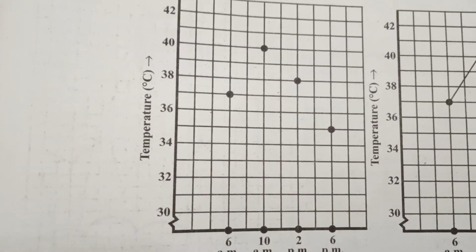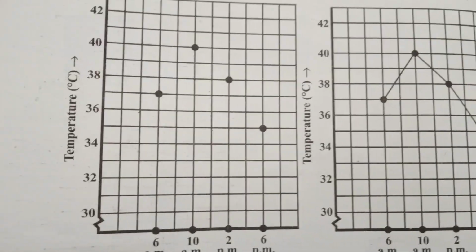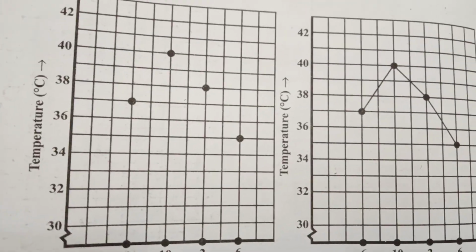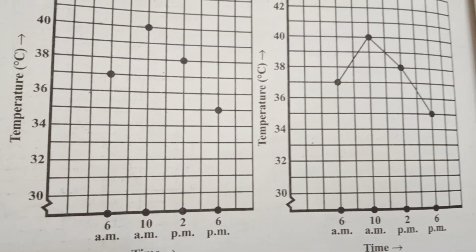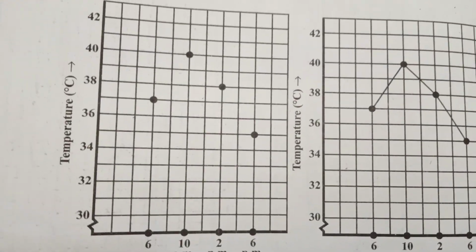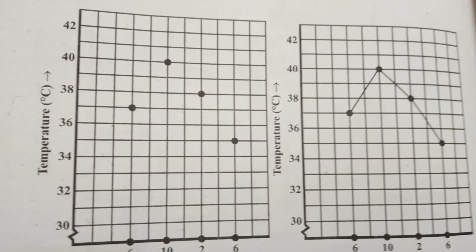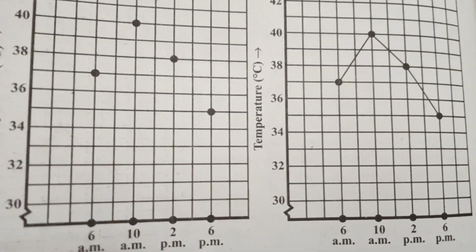They located a point. Now if you join these points, first point to the second point to the third point to the fourth, we obtain a line graph. You see clearly, first graph shows how to represent the points, second graph shows how to join the points. This is the line graph.